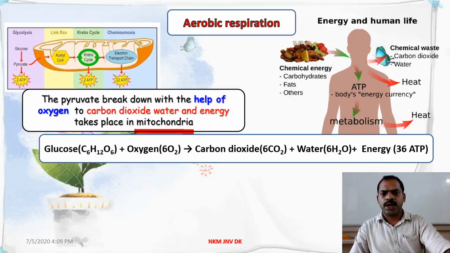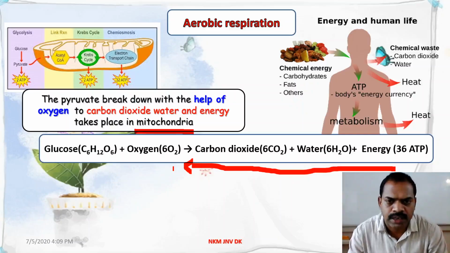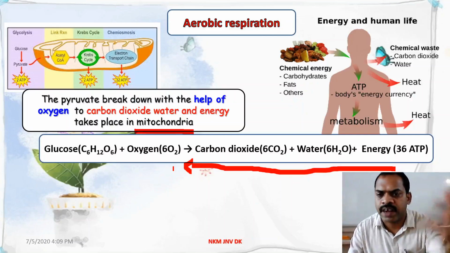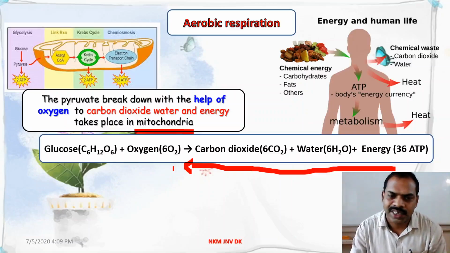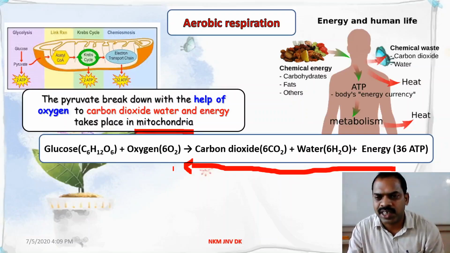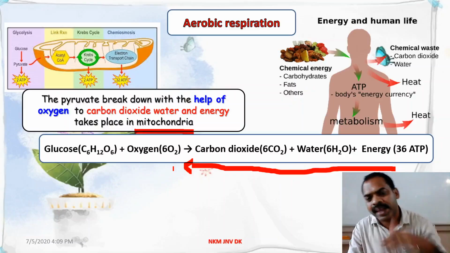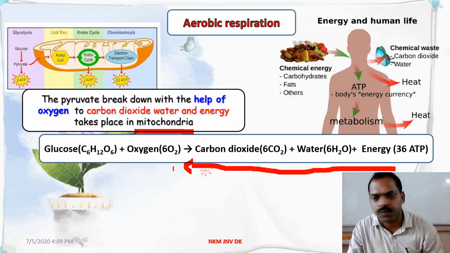Can you read it in reverse? Energy plus water plus carbon dioxide forms glucose and oxygen. What is that? Carbon dioxide, water and sunlight produce glucose and oxygen. Photosynthesis. So aerobic respiration is almost the opposite of photosynthesis. Here sunlight is not used; energy is produced in the form of ATP, adenosine triphosphate.